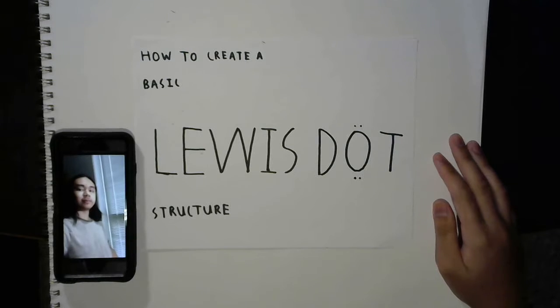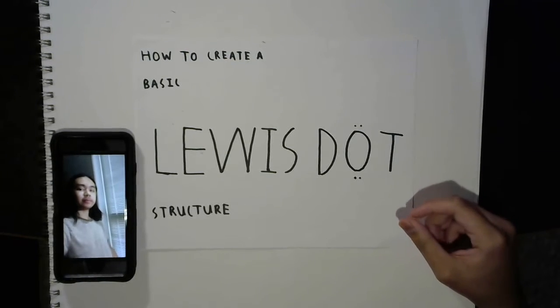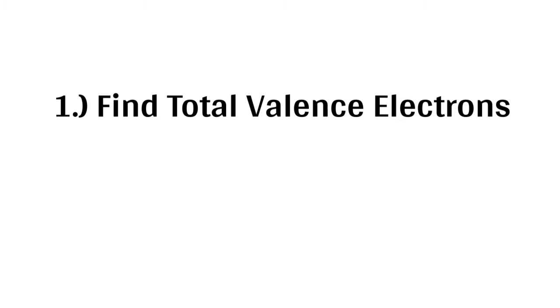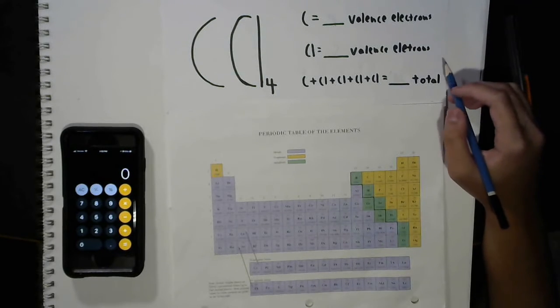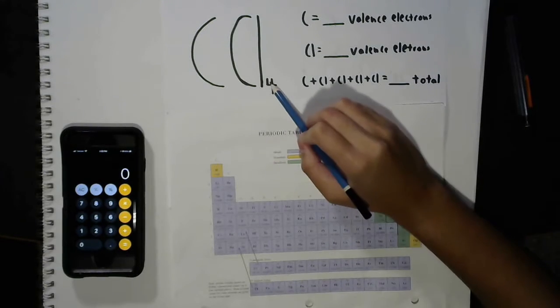Basic Lewis dot structure. Anyways, let's begin. For this video, we are going to be creating the Lewis dot structure for carbon tetrachloride.